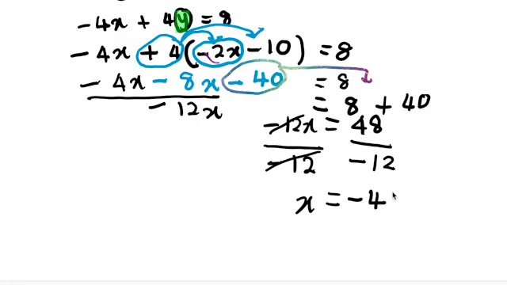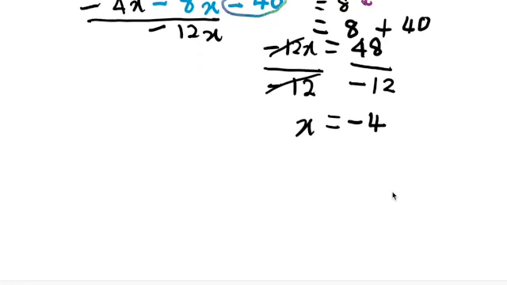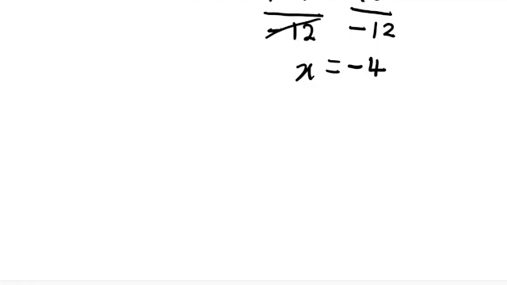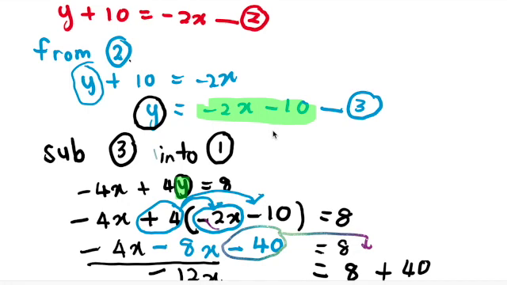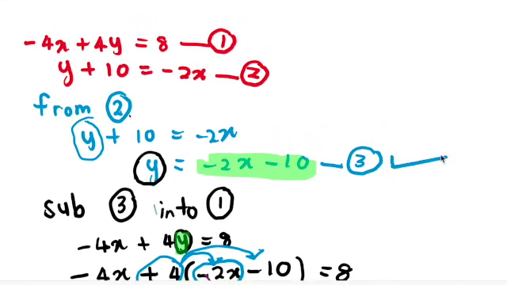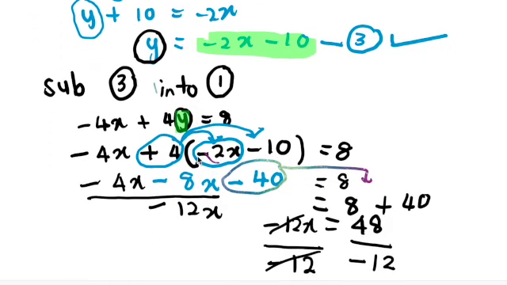So, we already know the answer for x. We haven't finished yet. We need to find the value of y. So, now, we can substitute x equals to negative 4 into, okay, let's see which equation we want to substitute into. So, I would choose equation 3 because I already have 1y at the left side. Okay. So, equation 3 is y equals to negative 2x minus 10.